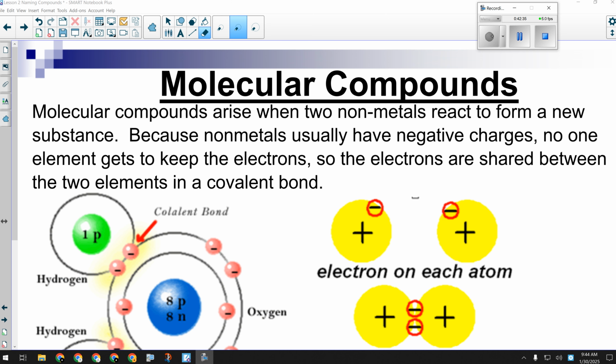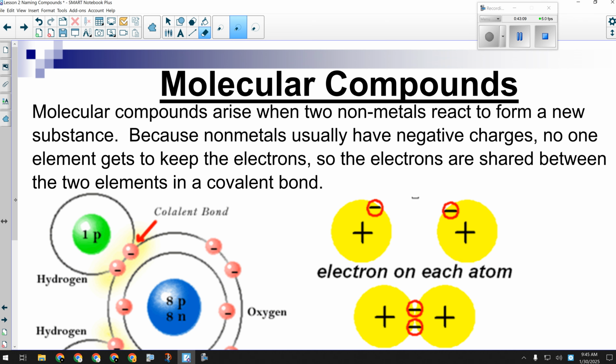All right, let's quickly talk about our molecular compounds. Molecular compounds arise when 2 nonmetals react to form a new substance. So it's only going to be elements from the right-hand side of the staircase. Molecular compounds are only made of nonmetals. In a molecular compound, unlike ionic compounds, the electrons are shared. They're not traded. One doesn't get them and then the other. They're shared between the two.